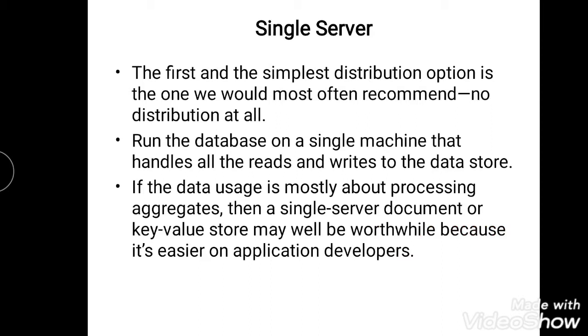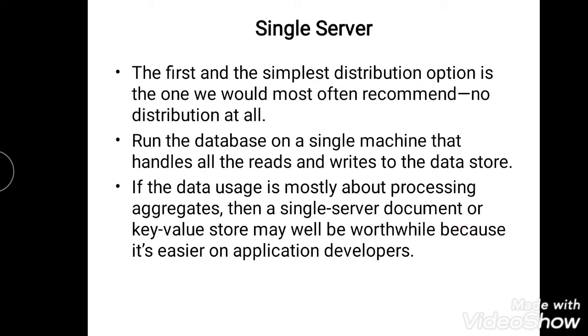So this is the most traditional model. The first and simplest distribution option is the one that we recommend: single server. The reason is that here nothing is distributed. Things run on a single machine, and that single machine handles all the reads and writes to the data store. This single server model is mostly preferred because it eliminates all the complexities. We don't have to worry about distributed clusters, about the distribution, or about how the database will be handling the data. Since it runs on a single machine, the complexities are a little bit less.